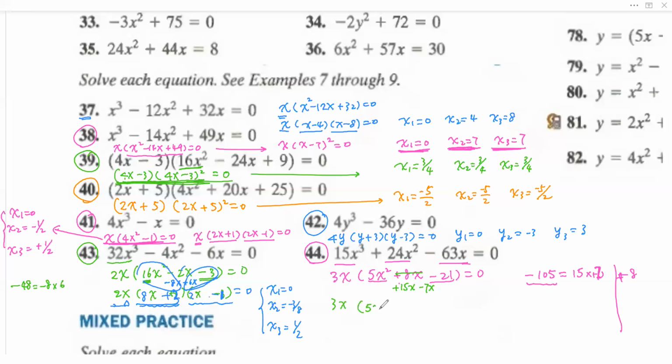So you take a 5x out first. What's the rest? It's x plus 3, right? What about the second part? Take negative 7 out. The rest is x plus 3. So you can get these 2 factors. So you can see x1 is 0, x2 is 7 over 5, x3 is negative 3.